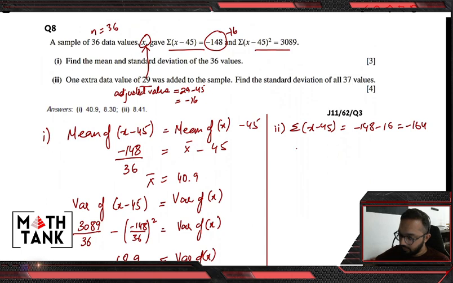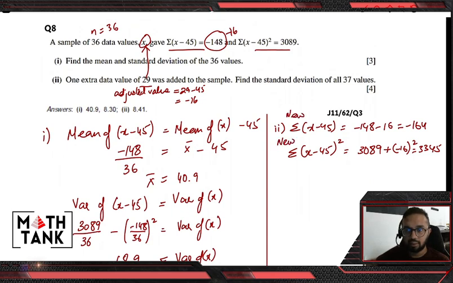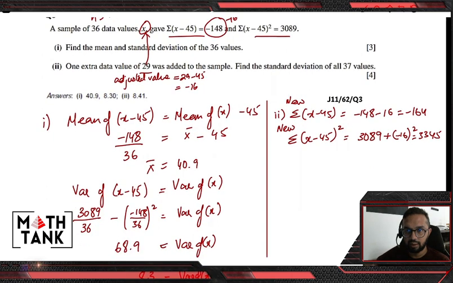Okay. And what about the sum of x minus 45 squared? So can I say that that is basically 3089 plus minus 16 squared? 3345. So what you need to understand is these are the new sums. I would also have done this question the previous way, where I was again taking an additional data value, but this is the other way of doing the question, so I'm just illustrating both ways of doing the question.